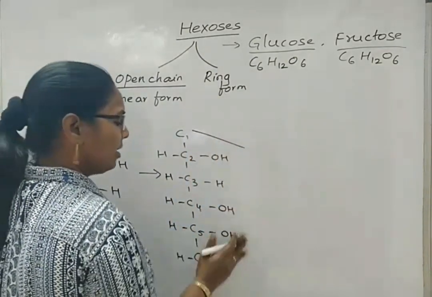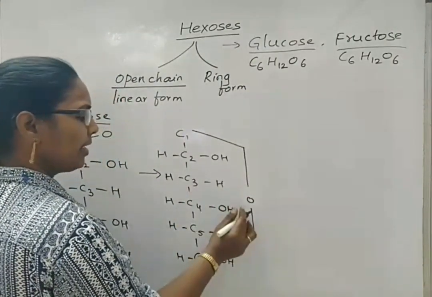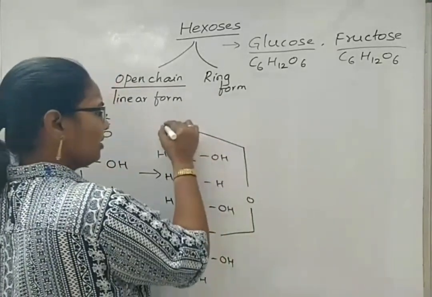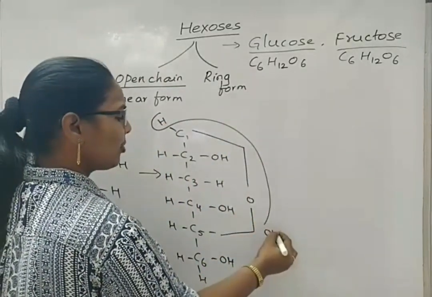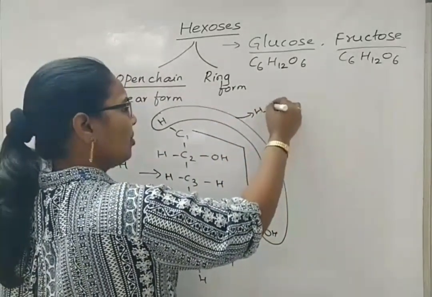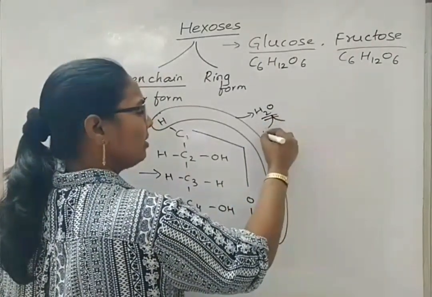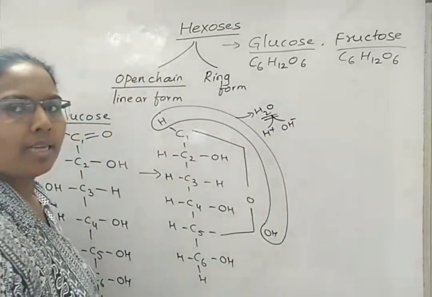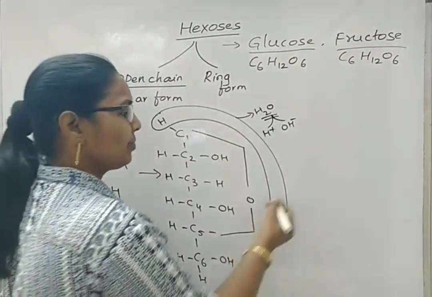But between carbon 1 and carbon 5 there is formation of one bond, and the hydrogen that was present will be bound to the OH group at the 5th position, and initially it is removed in the form of one water molecule. But immediately this gets dissociated into H plus and OH minus ions, and again they will be reunited in the ring form.